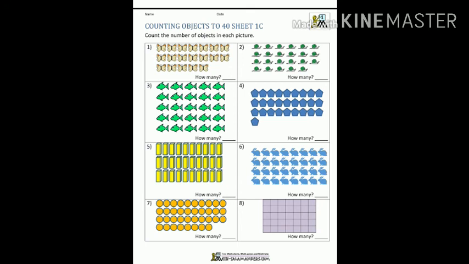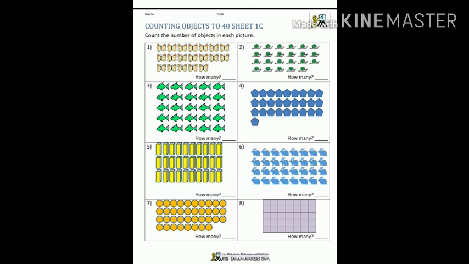And the last column you can see the squares. Let's count the squares. 1, 2, 3, up to 35. So there are 35 squares in that column and the spelling of 35 is THIRTYFIVE 35.